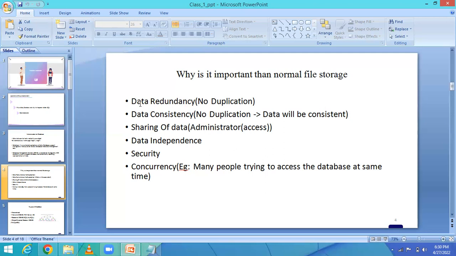In case of a file, we don't get it. One folder, everybody can access it. But here we can give access so that I can only read the information. I can't manipulate the information.